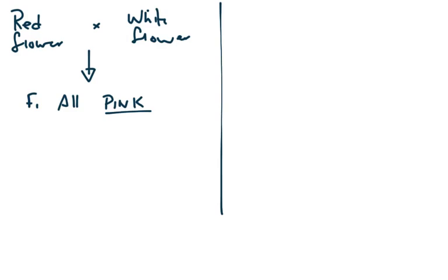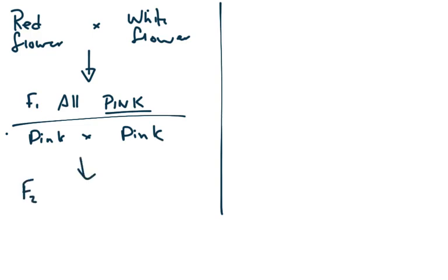Before we answer this, I'm going to cross the F1s to make the F2 generation. Okay? So I'm going to cross F1s. So I'm going to do a pink flower crossed with a pink flower. And the F2s are going to be, anyone want to hazard a guess? Pink? Well, there's going to be one red to two pink to one white. Whoa. Kind of cool, right? Makes a little bit of sense or no sense?